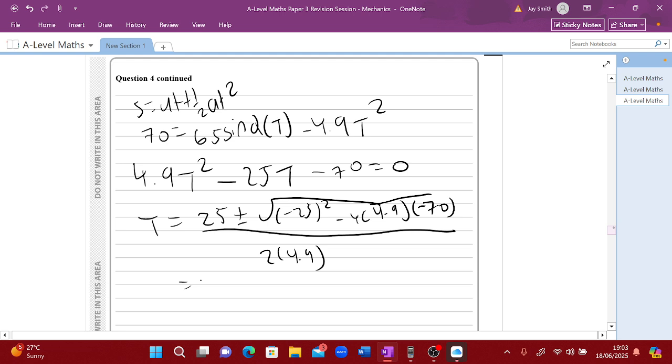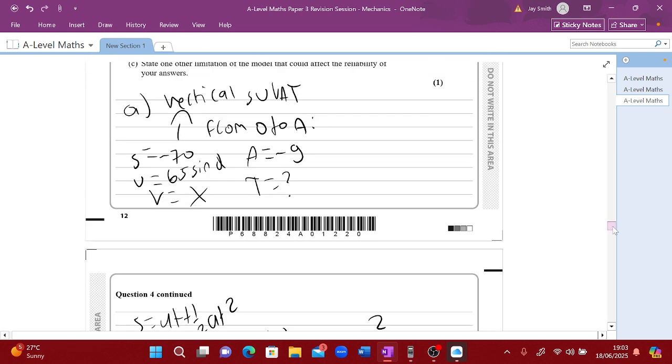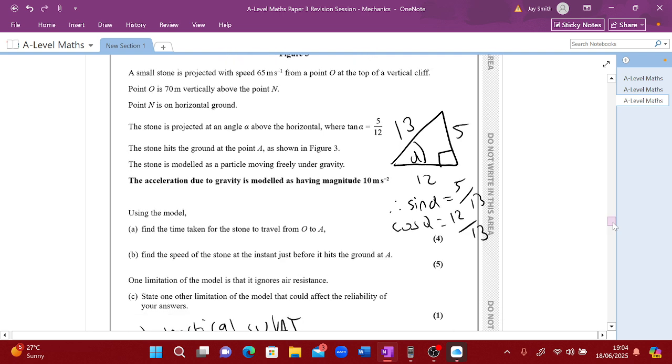So t would be 7.111 or minus 2.0089. But obviously t has to be greater than 0, t is positive because it's time. So t equals 7.1 to 2 dp. Okay. Does it say to round it? I don't think they normally do. Mechanics say they're fine anyway.